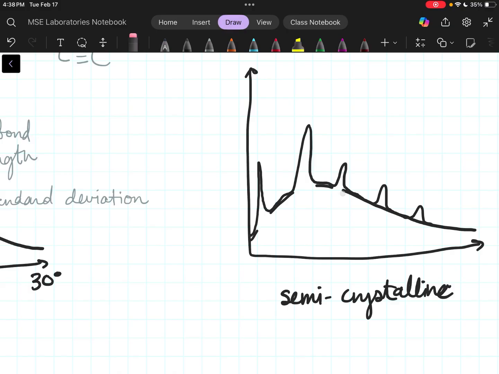So using my eraser here to make it look like an actual XRD scan, it's going to look a little bit like this.